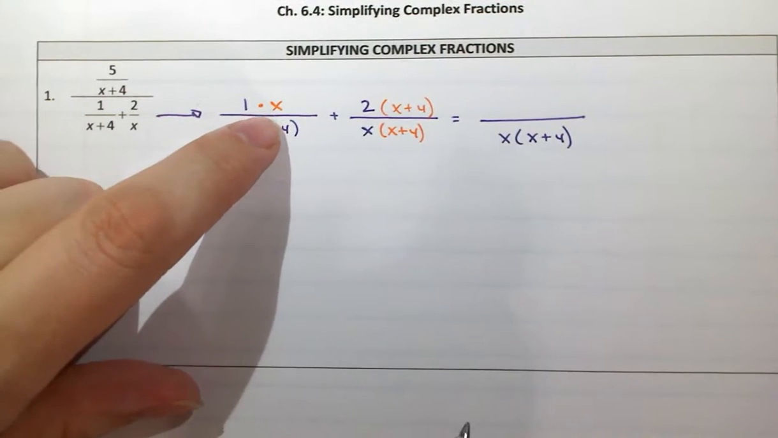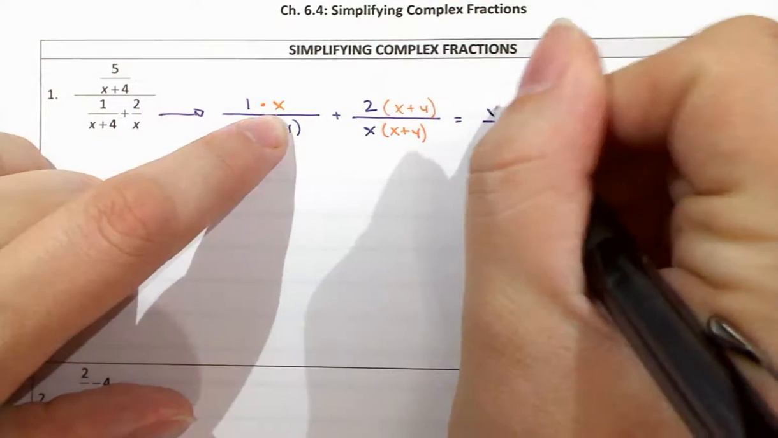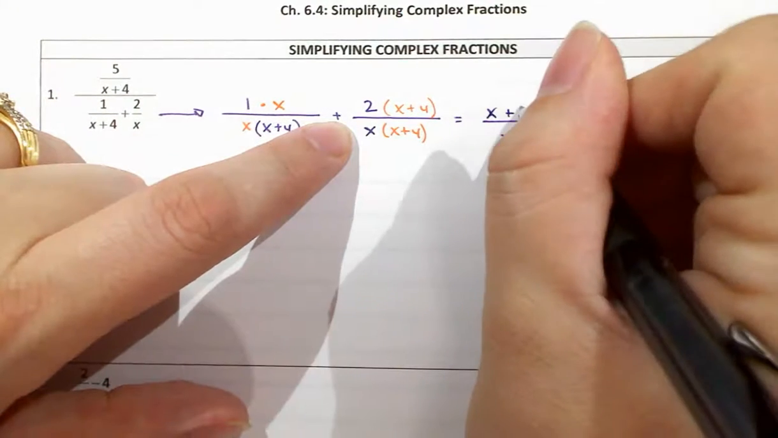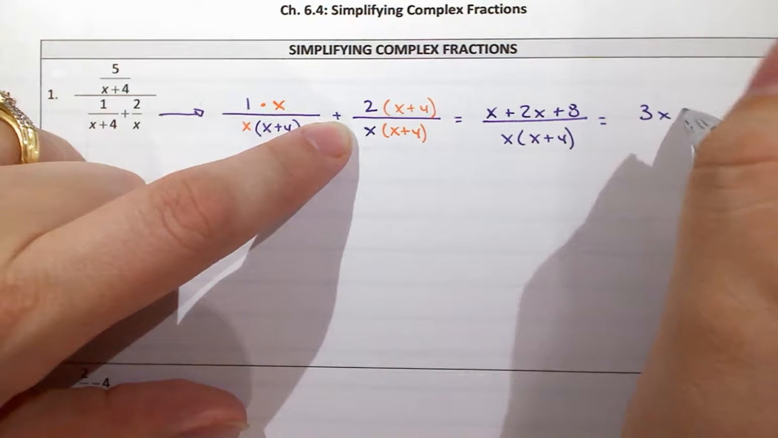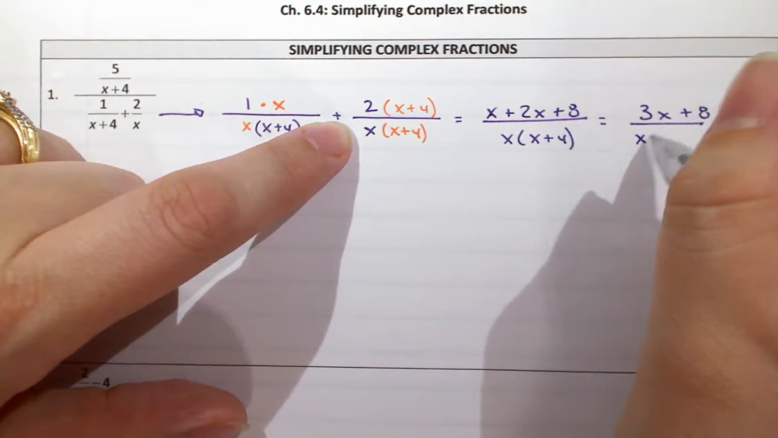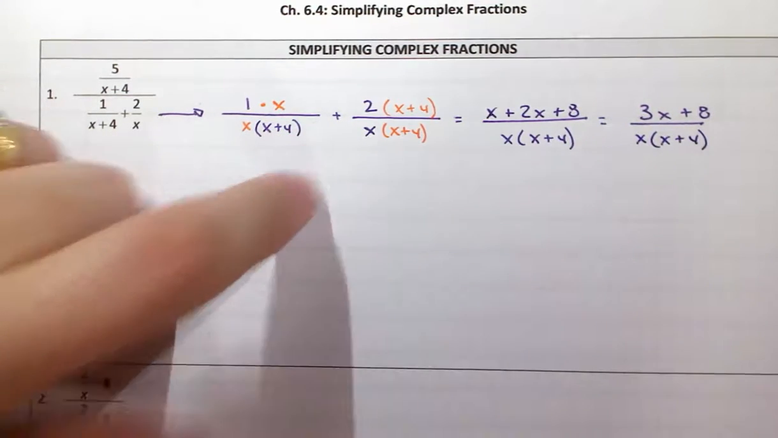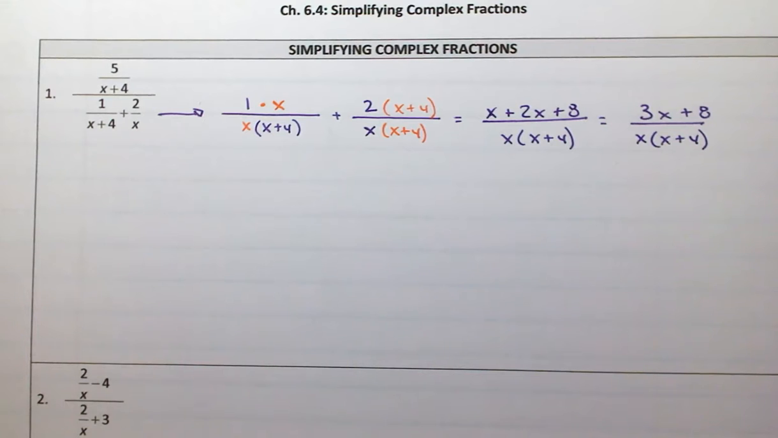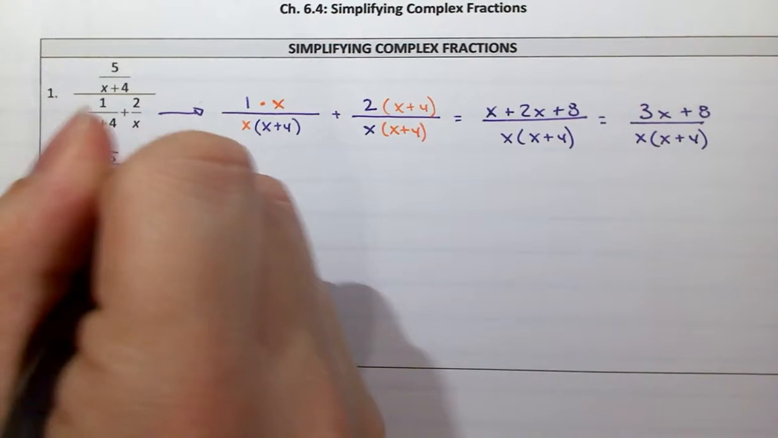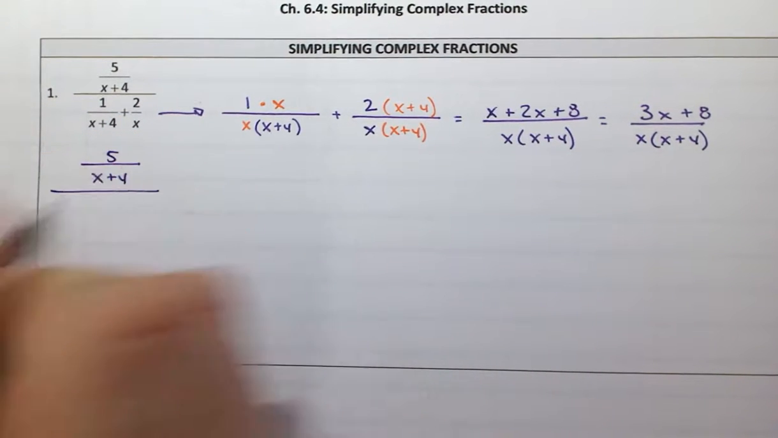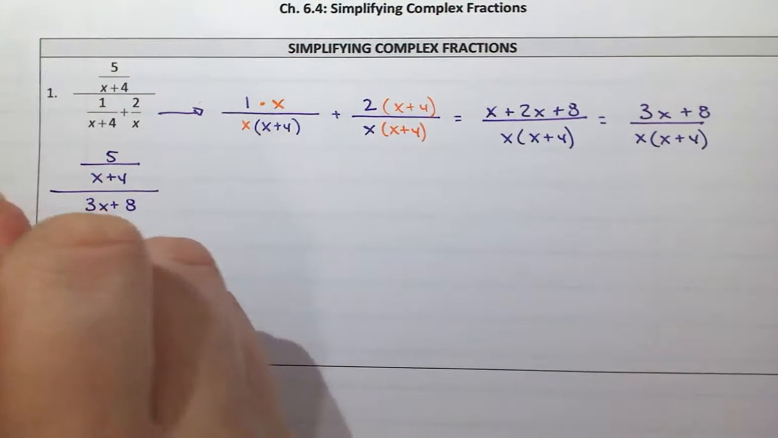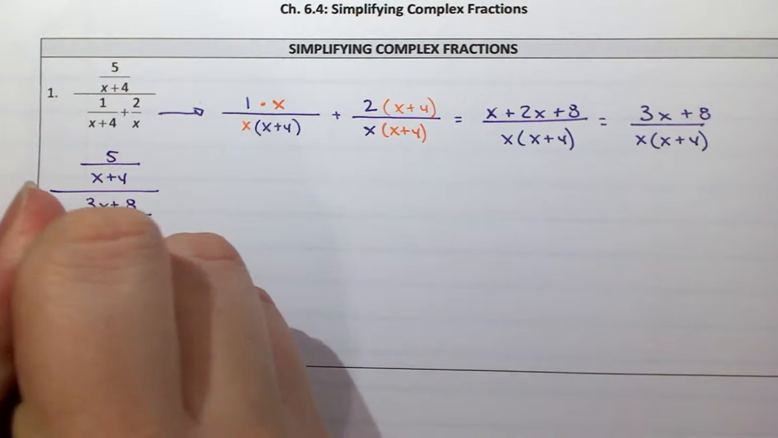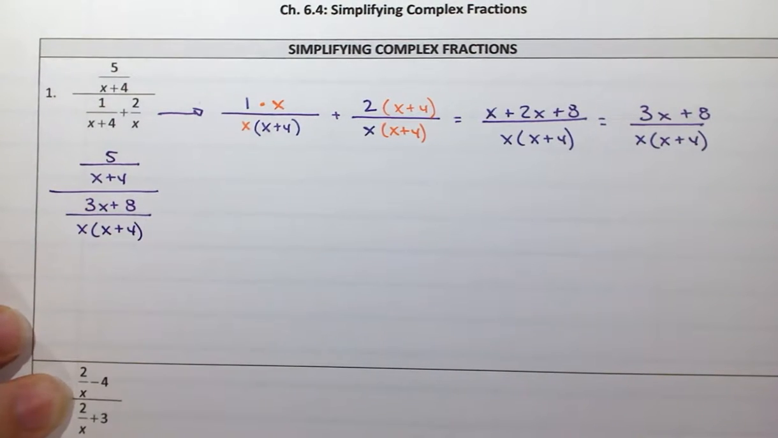Now, the top, we do have to multiply. 1 times x is x. Over here, we have 2 times x plus 8, which would give us 3x plus 8 over x times x plus 4. Again, do not multiply, you're just going to do more work. So now what we have is a more simplified version of our complex fraction. I am looking at 3x plus 8 to see if it simplifies, and it does not. And we're going to leave this as x times x plus 4. Do not do extra work.